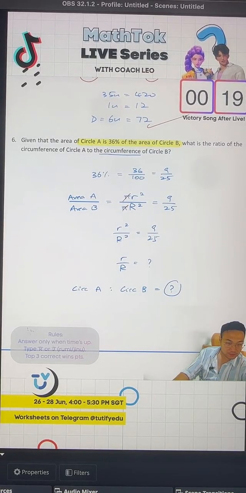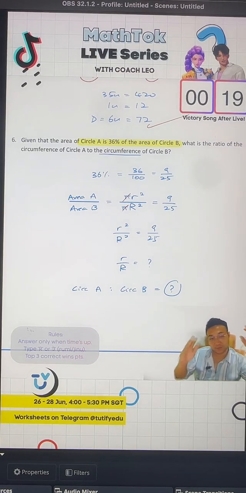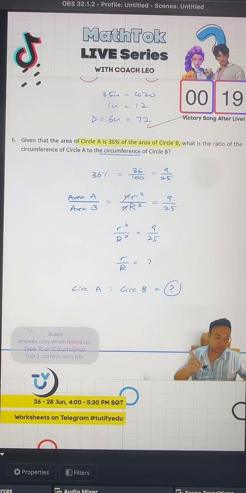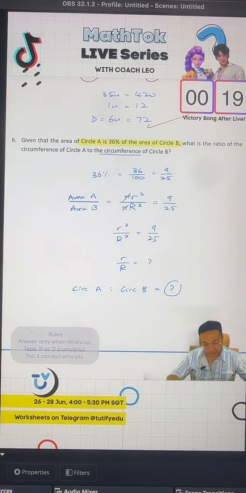User number 9207, you got it correct, but it's not counted because you typed it too soon. We must wait for the countdown timer to run out, then you type, to be fair to everyone. Okay, so another 3 points for Team Gino.